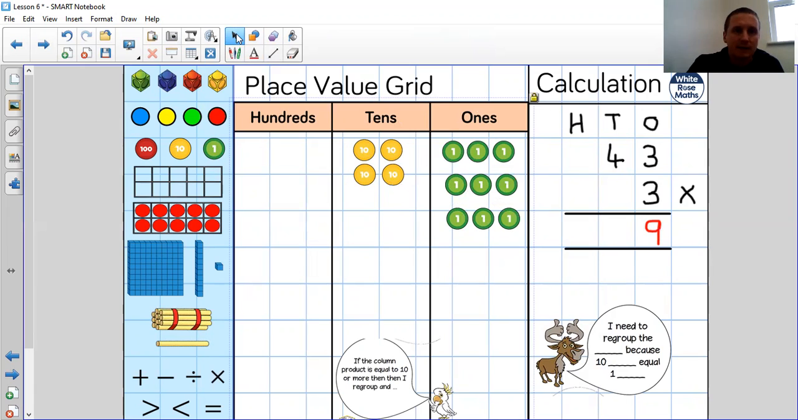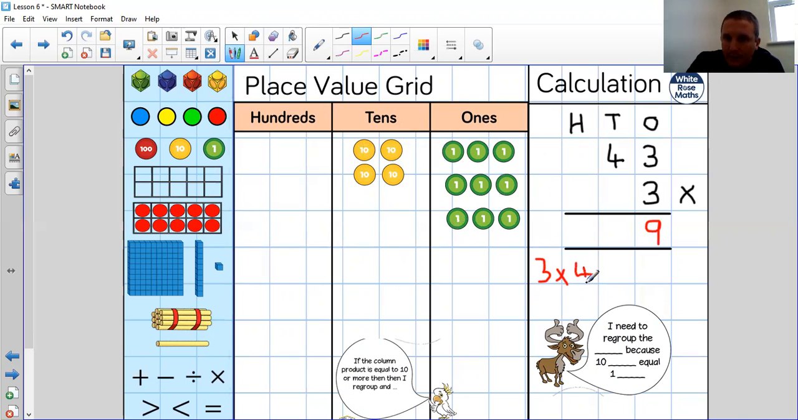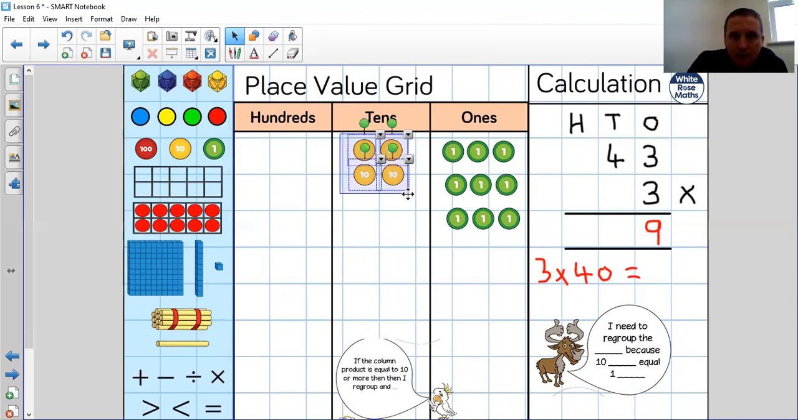Now, my next calculation I'm going to be doing is 3 times 40. 3 40s. Okay, so that's the calculation I'm doing. So that is what I need to solve, and I'm going to see if I can use my tens, my place value grid to help me. So let's clone that 3 times.